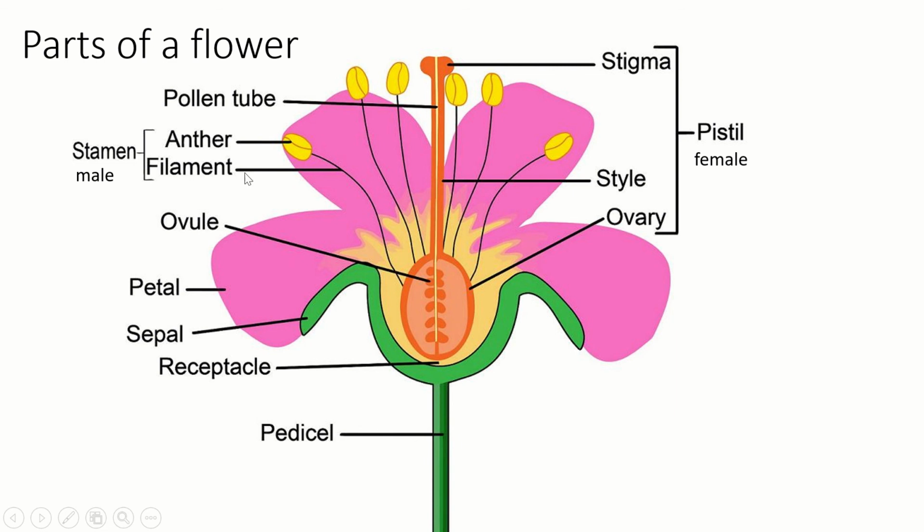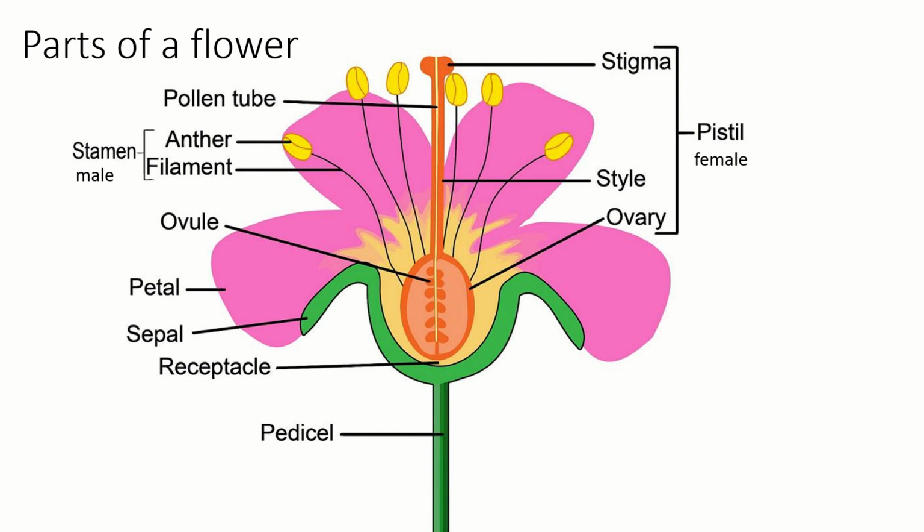Around the pistil and the stamen are the petals. Notice that petal is spelled P-E-T-A-L. P-E-D-A-L is the thing you push on a bicycle. So please do not misspell petal.